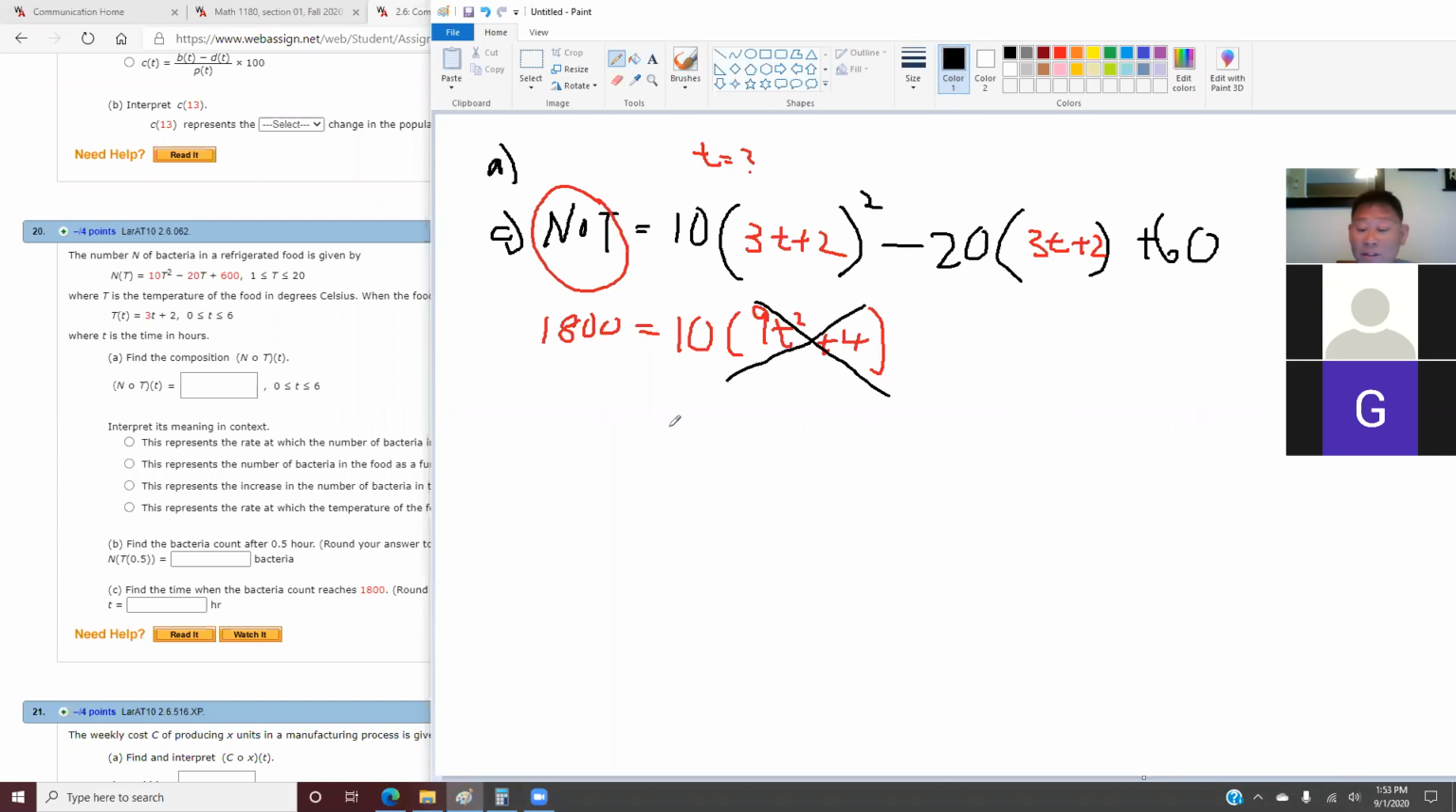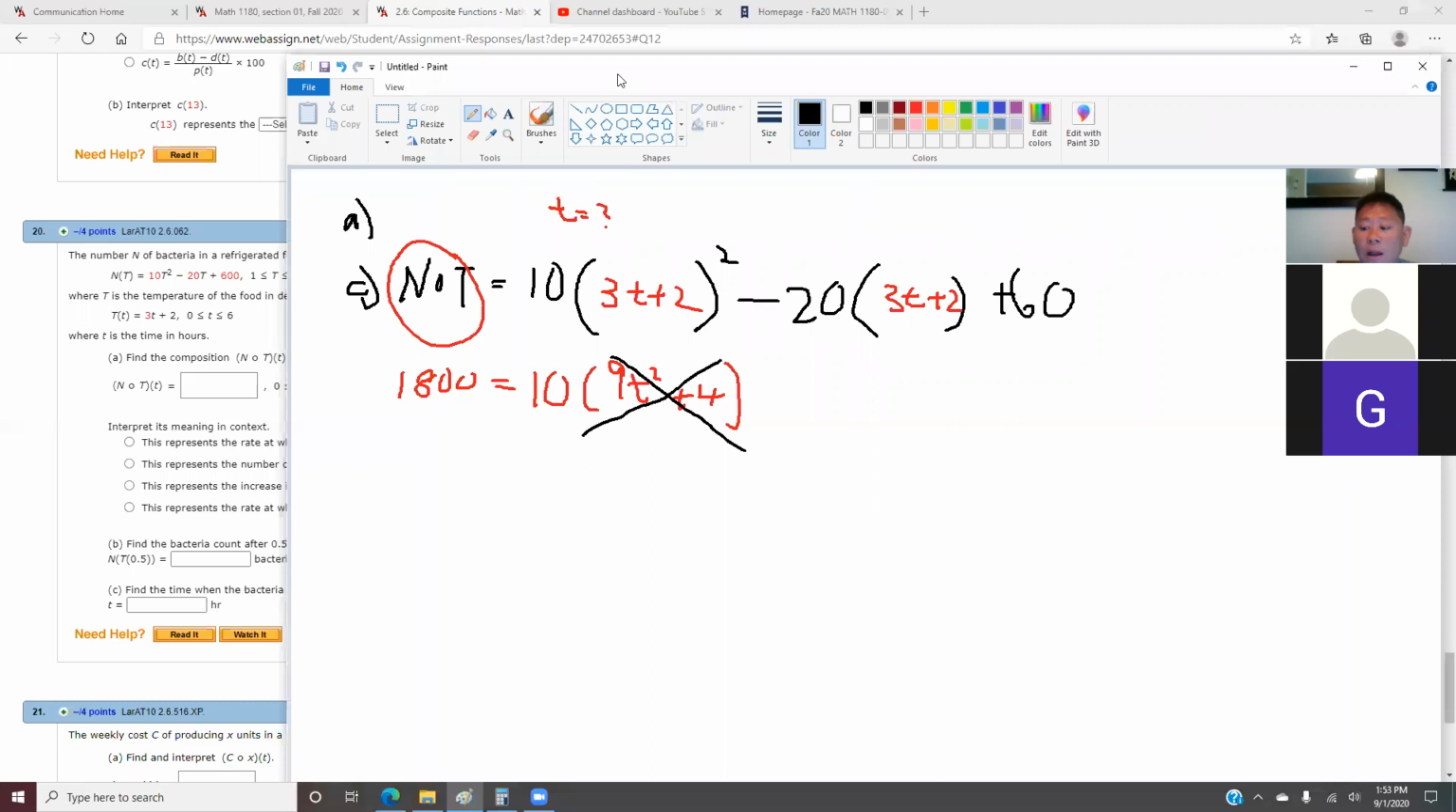I don't care how you do the rest of it, this is really wrong. As you guys know in math, it's a domino effect. If you get one wrong, everything down there is all wrong. So can someone tell me why this is wrong? 3t squared is 9t squared, 2 squared is 4. Why is this not 9t squared plus 4? Anyone know why this is not 9t squared plus 4?